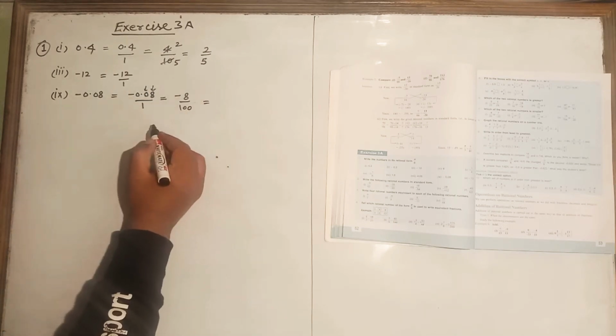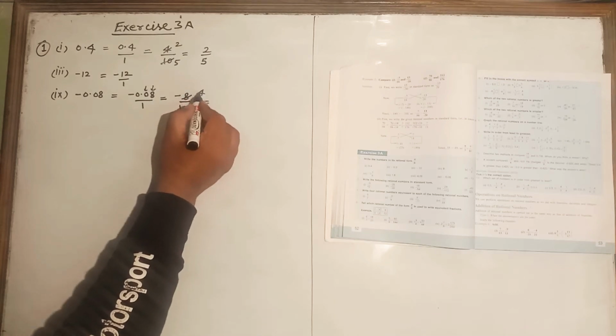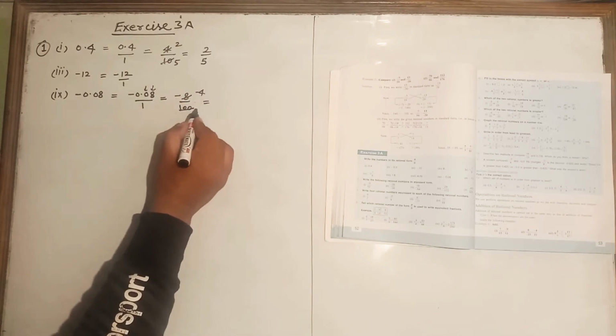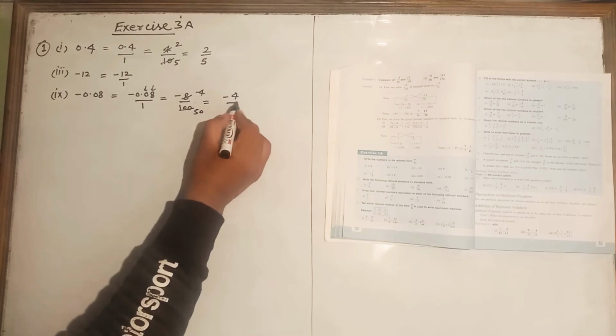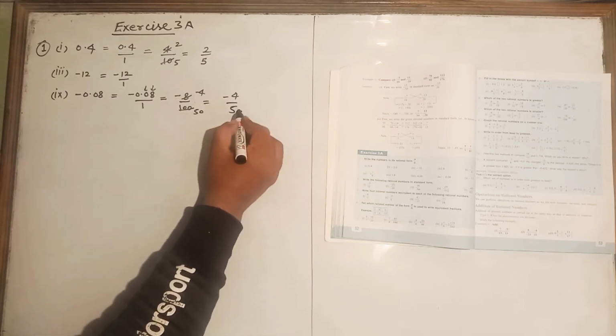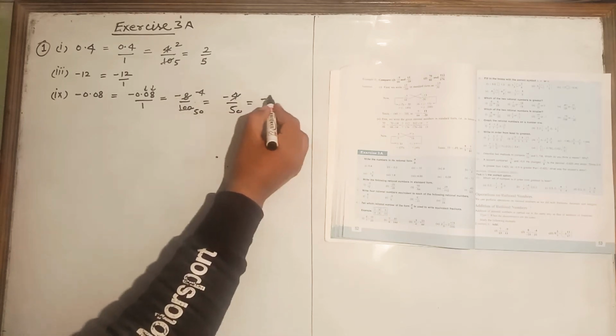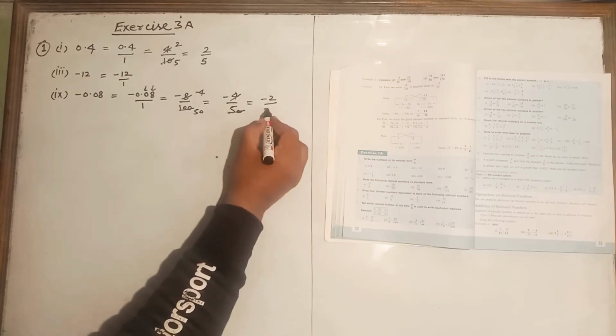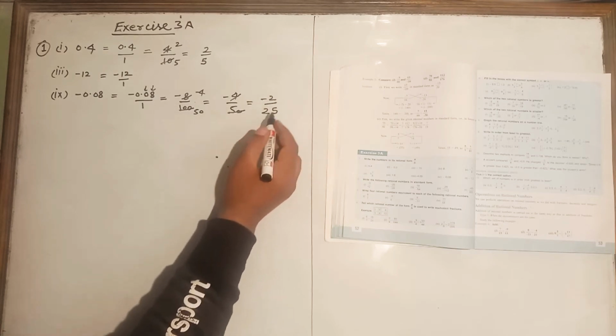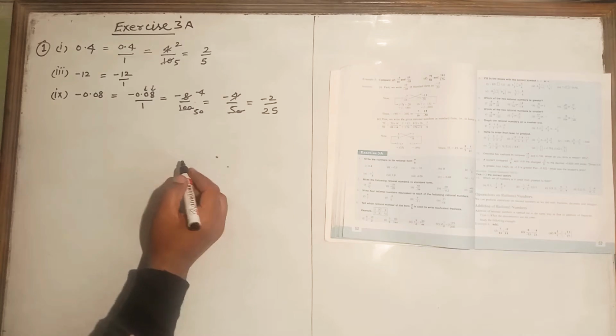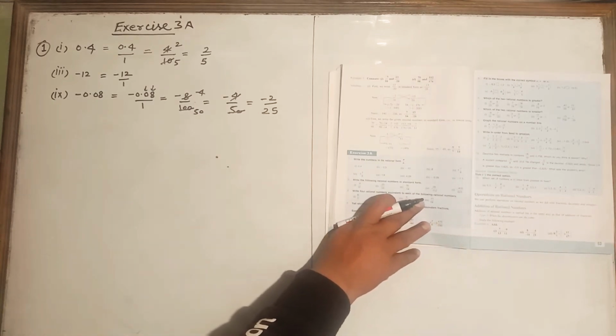Now in simplest form, 2 4s are 8, it will be minus 4, and 2 5s are 10, means minus 4 upon 50. More simpler we can do, divide it by 2. 2 2s are 4 and 2 25s are 50. It will be minus 2 upon 25. In the same way other part you can try.